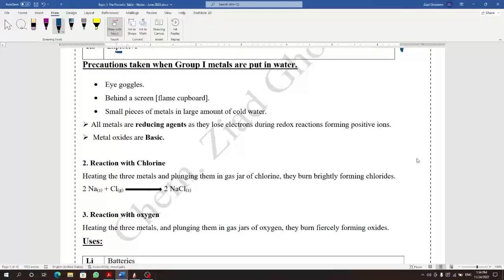There are precautions to be taken while performing this reaction between an alkali metal and water. You must always use eye goggles to protect your eyes. It should be behind a screen or a flame cupboard because they are flammable, they are exothermic, they release energy. We of course use small pieces of the metals in a large amount of cold water, right, to reduce the effect of the heat that will be formed, because again it's an exothermic reaction. We don't want the reaction to explode, right?